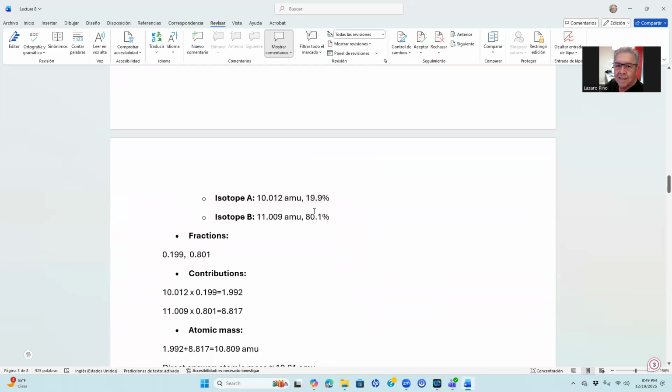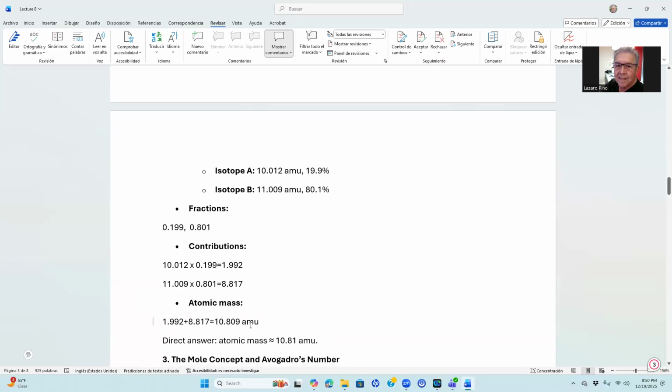Well, here you have two isotopes of one element, isotope A and isotope B, and you have the atomic mass and the abundance. How can you solve this? Well, you convert the percentage into fractions, and then you multiply the atomic mass of each isotope by the fraction that represents the abundance of each, and then you sum the results, and this is the atomic mass, or the average of the atomic mass.